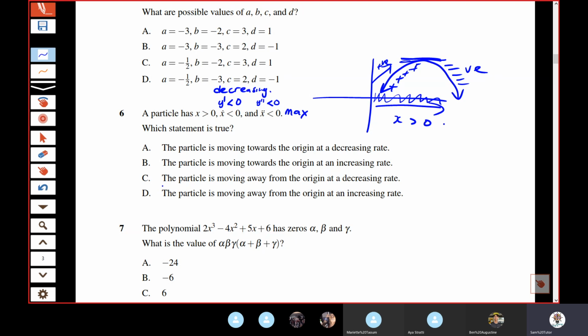the particle is moving away at an increasing rate. So that's a tricky one. The particle is moving away from the origin at an increasing rate. Now the reason why it's increasing, don't worry, you guys don't need to worry about this. It's deep. You had the increasing rate bit right, but that's it. It's moving away. Doesn't matter. All right, next one.